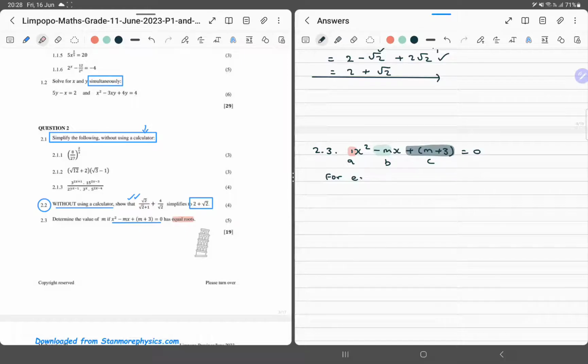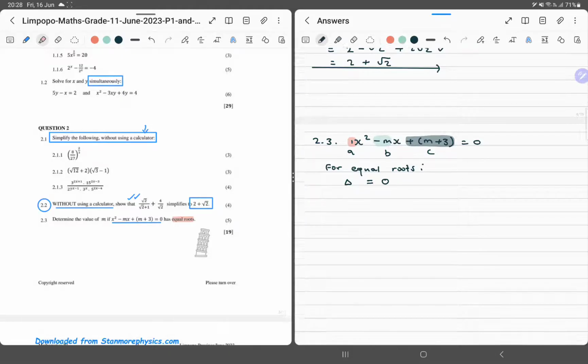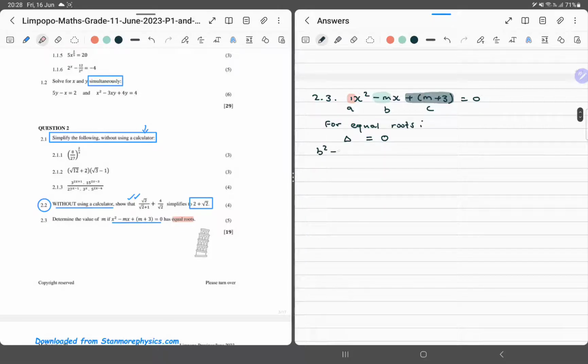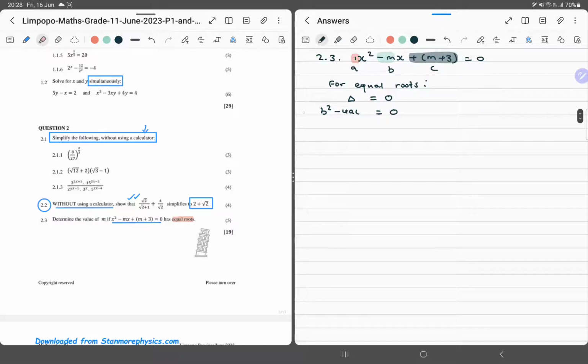So we can say for equal roots, it is such that delta must be equal to 0, right? So this means b squared minus 4ac is to be equal to 0. And we continue doing our substitutions. Our b is minus m squared minus 4 into 1 into c. Sorry, our c is just m plus 3 equal to 0.